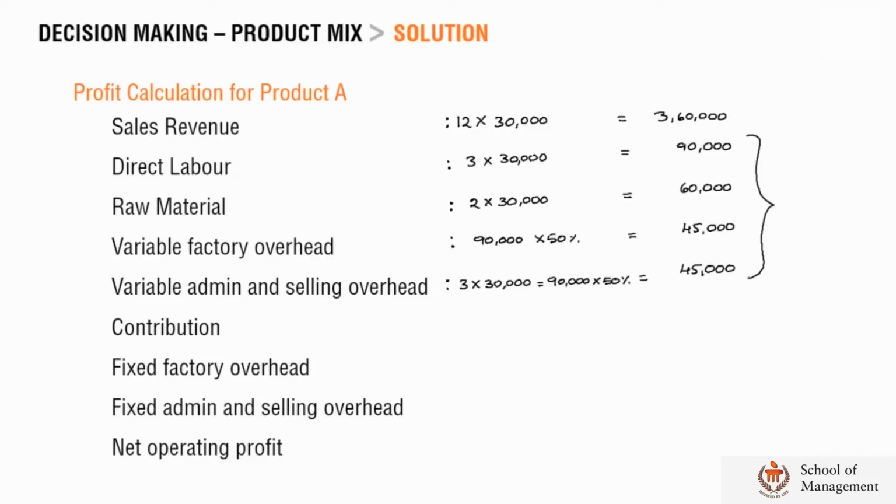Total of all these comes to 2,40,000, and therefore contribution is 1,20,000, from which we reduce the fixed factory overheads and fixed selling and administration, which are equal to the figures charged already as variable, which are 45,000 and 45,000. When we reduce these from the contribution, we get a profit of 30,000 rupees.